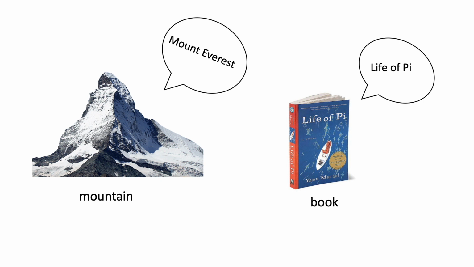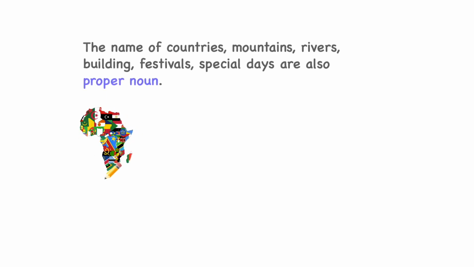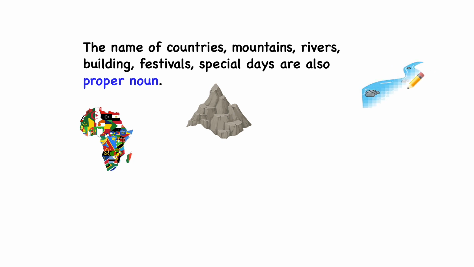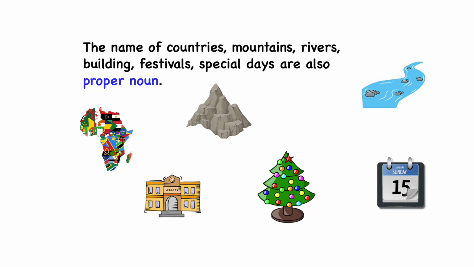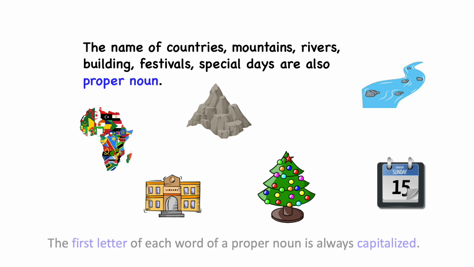Let's take a look at more examples to understand it. The names of countries, mountains, rivers, buildings, festivals, special days like New Year, Christmas are also proper nouns. Remember, the first letter of each word of a proper noun is always capitalized.